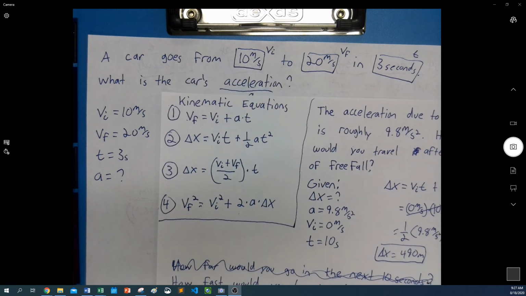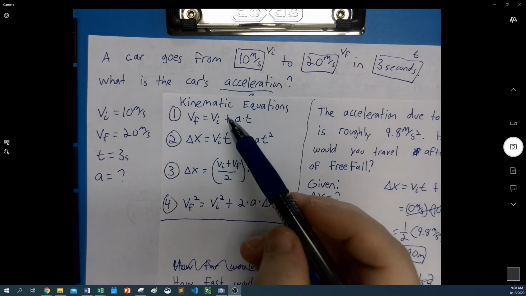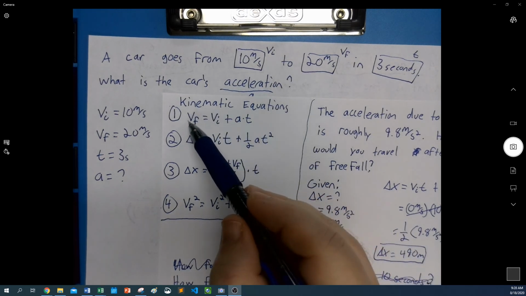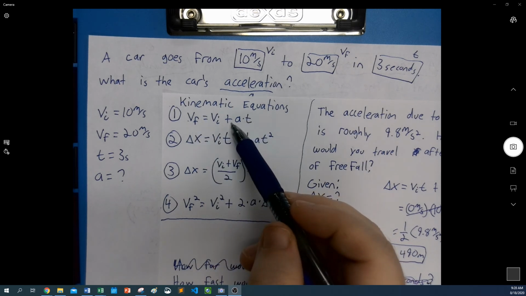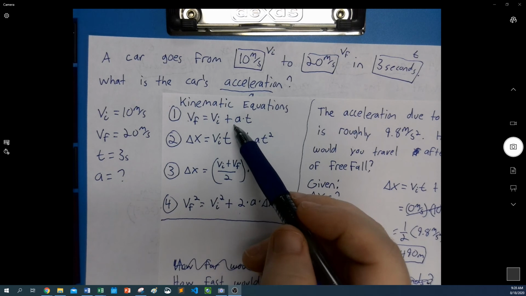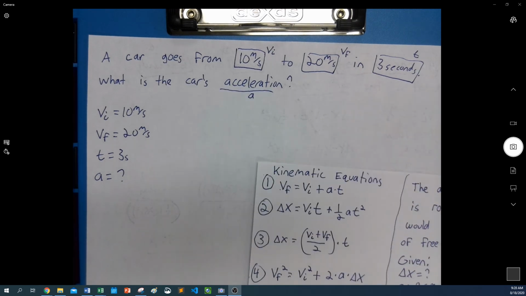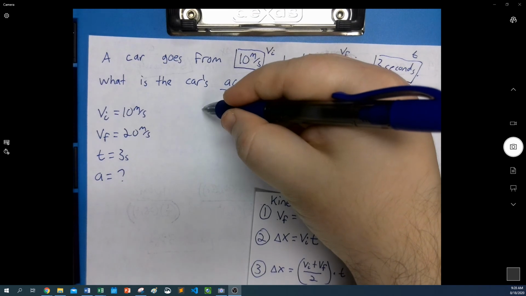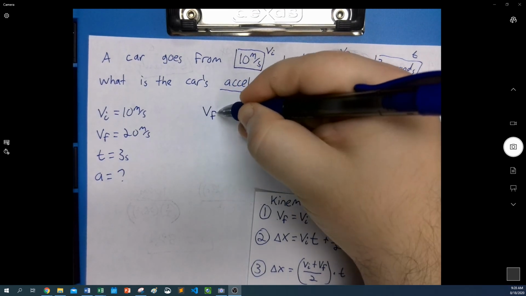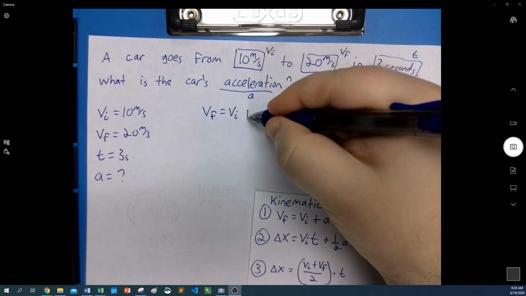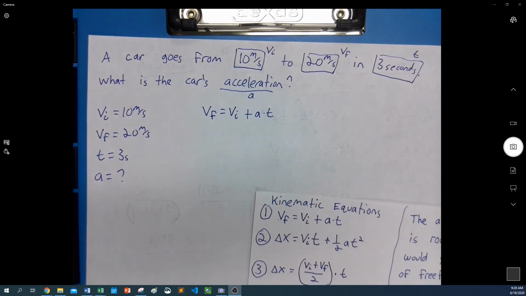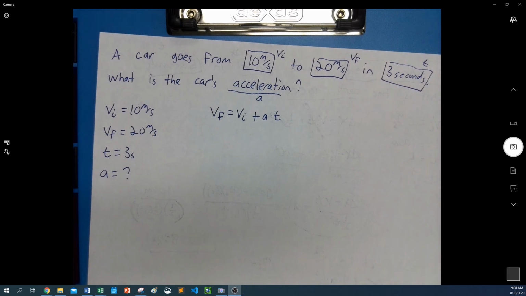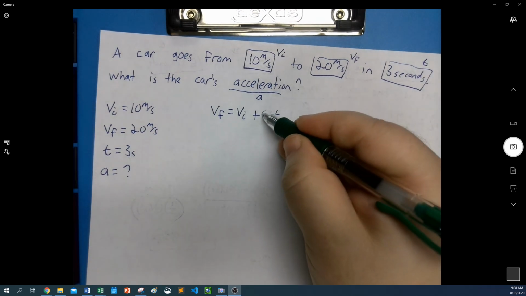Which equation will we use to solve for acceleration? First one. So VI, VF, T. We got our 3 known variables, and we got 1 unknown. So that is correct. You begin by writing it down. VF equals VI plus A times T. So we are solving for A.